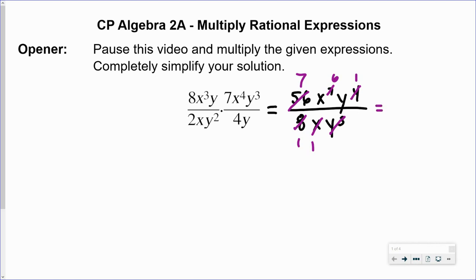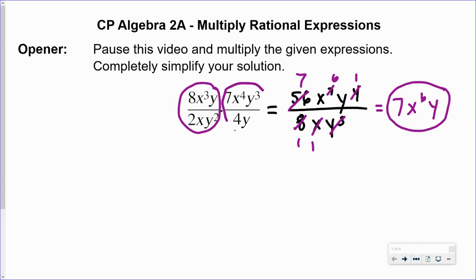So we actually end up with a pretty nice expression at the end. 7x to the 6th, y to the 1st would be our final answer if we multiply these two rational expressions together. You also have the option at the beginning, if you noticed any common factors amongst each of the terms. So again, if you wanted to simplify any common factors out of this first expression, you could do that first, or the second expression as well. You have the option to do that if you're more comfortable doing it that way.